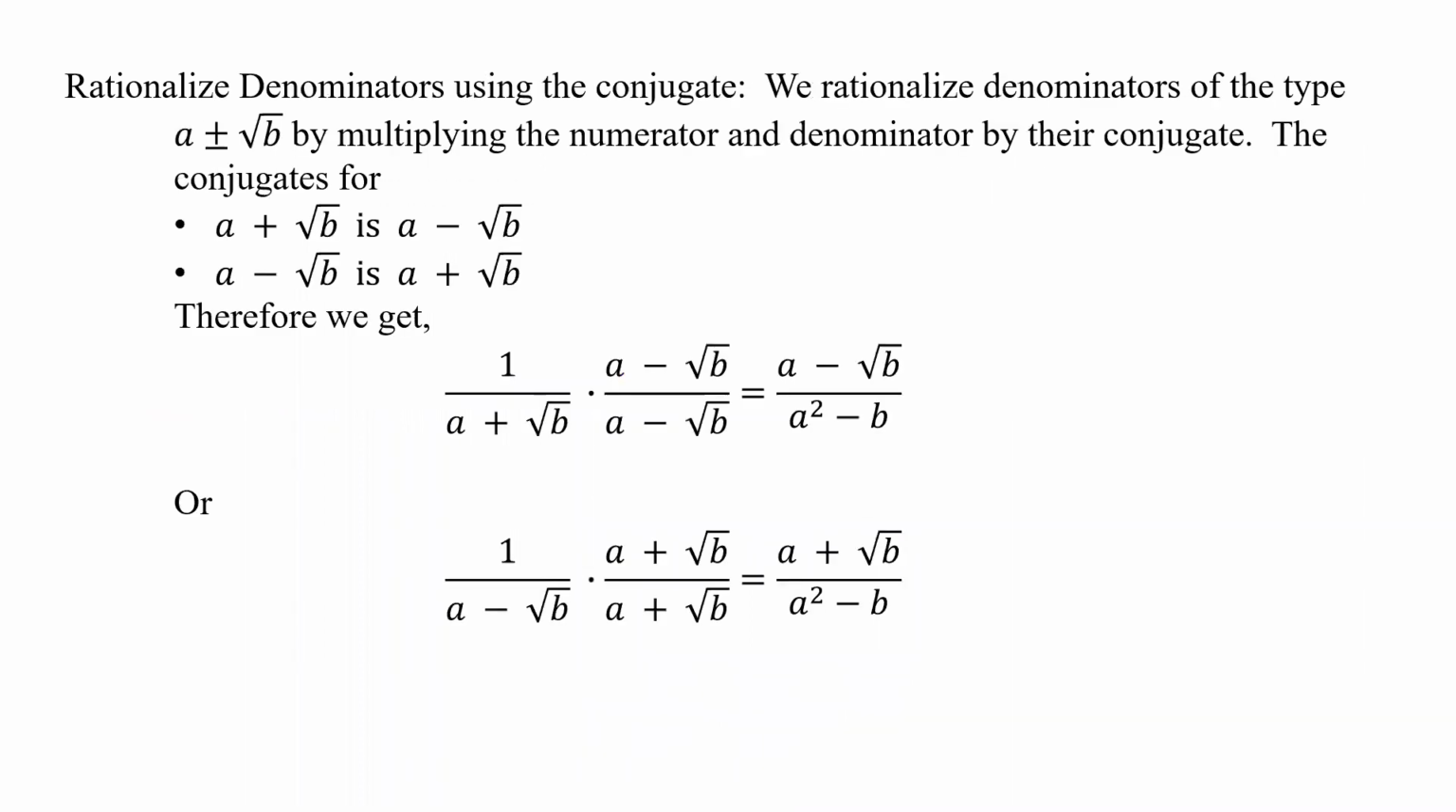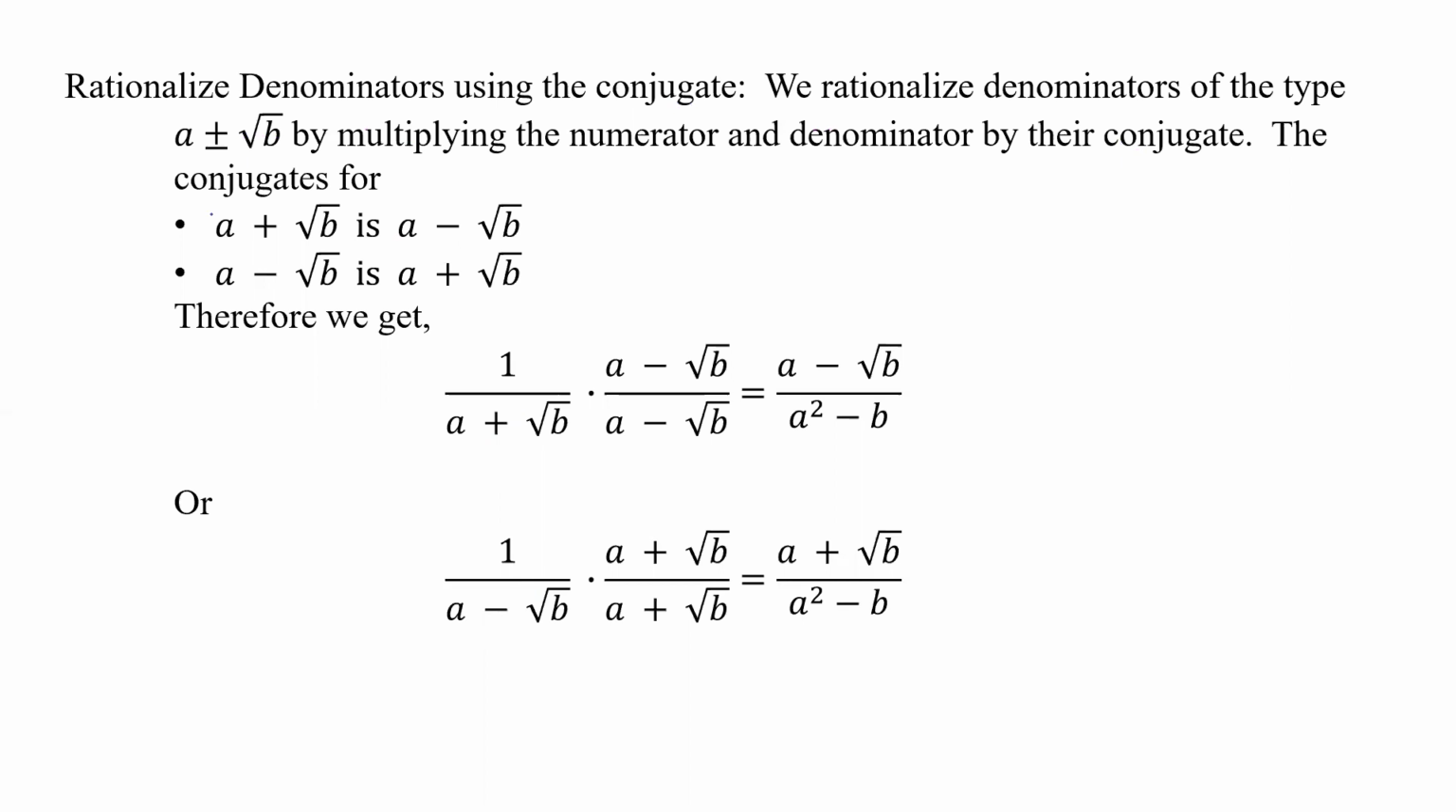So another thing we can do is we have to rationalize denominators that have not just the radical, but some other number plus or minus the radical. So, you know, we're going to have plus or minus it. And so what we have to do here is we have to use the conjugate, okay? So we're going to rationalize denominators of the type a plus or minus the square root of b, whether it's, you know, plus or minus, by multiplying the numerator and the denominator by their conjugate.